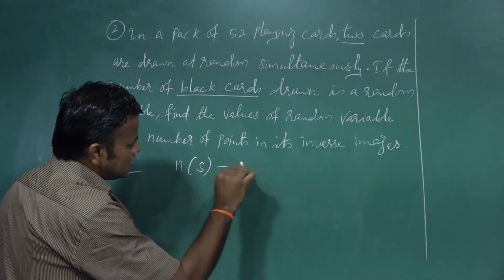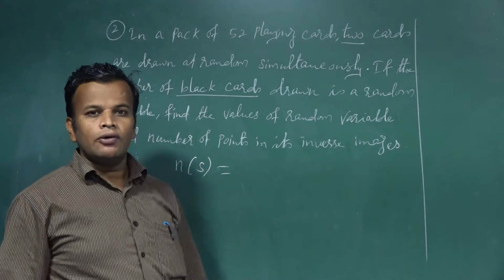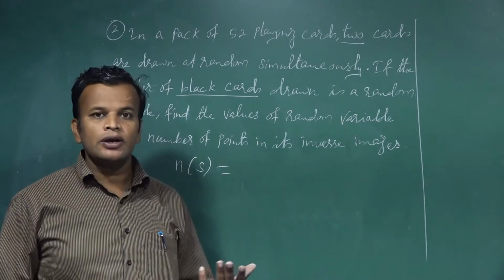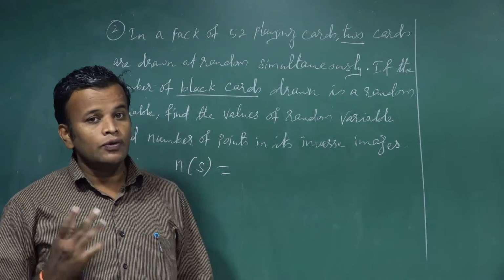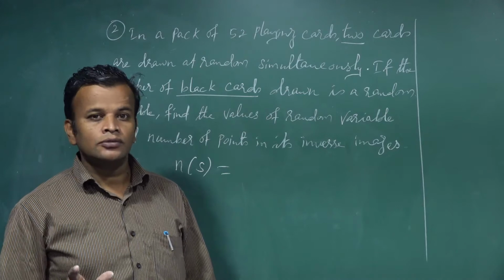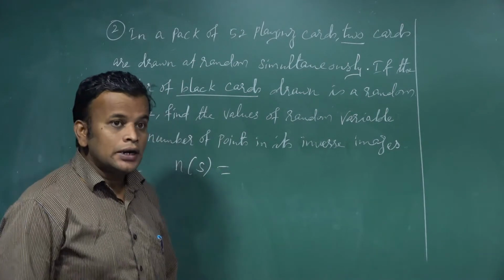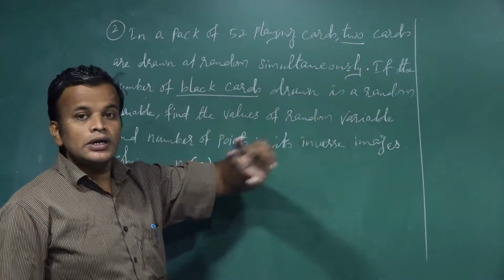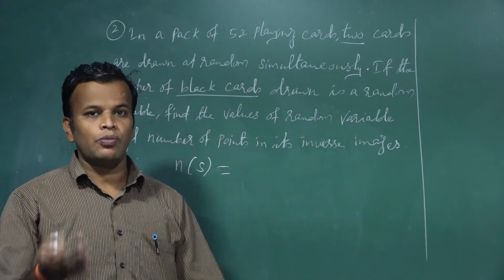So directly write the sample space. n(S) is equal to 52. Now, when a card is given, the n(S) value is 52, because out of 52 we will be taking only 1 card. But here it is not 1 card; we will be taking 2 cards. So many ways are possible.